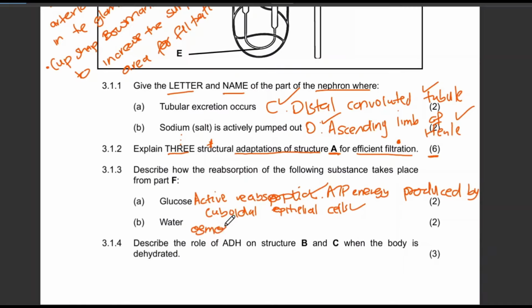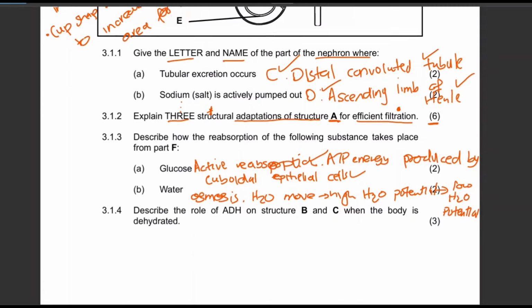So you can say by osmosis, or by passive transport. So water will move from a region of high water potential to a region of low water potential. You write it in full, guys, please.